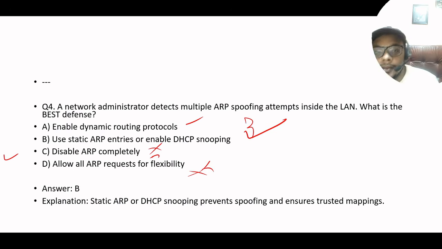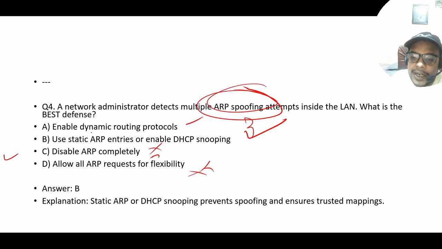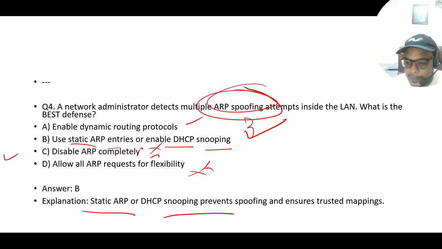We can get confused between these two, right? Because now they are asking about ARP spoofing. So for ARP spoofing, definitely if we use static ARP entries or DHCP snooping, that way we can defend against the spoofing attempts, right? So the answer will be static ARP or DHCP snooping.